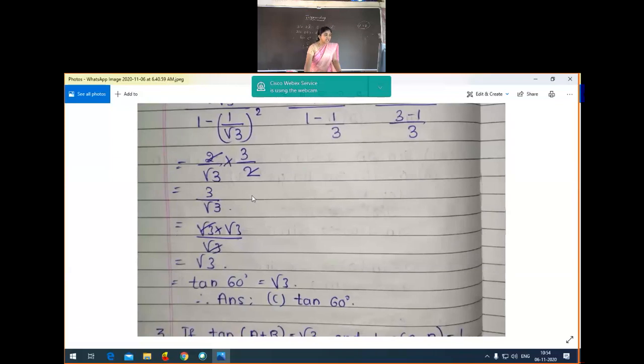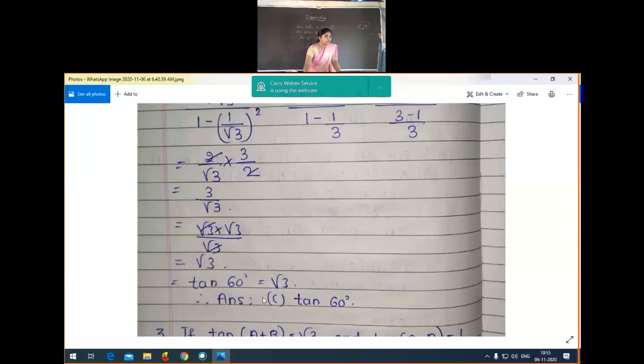So 3 by root 3, rationalize the denominator step. Rationalize the denominator for both numerator and denominator. So we have to apply root 3 by root 3. Then what answer will you get actually, students? See, root 3 into root 3 divided by root 3, which is equal to root 3. Tan 60 is equal to root 3.